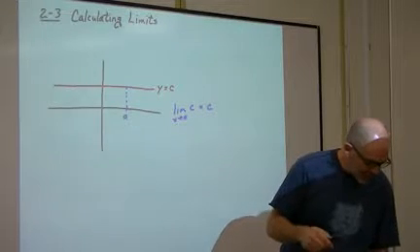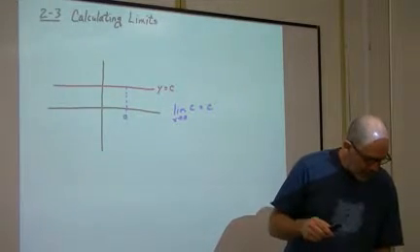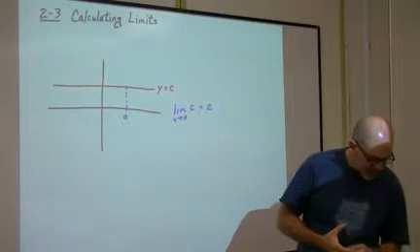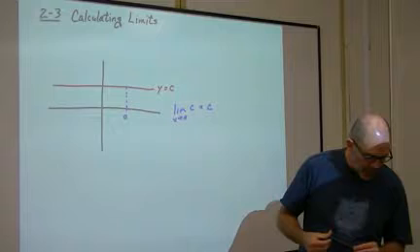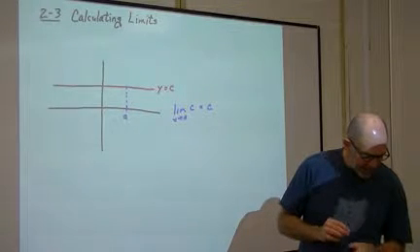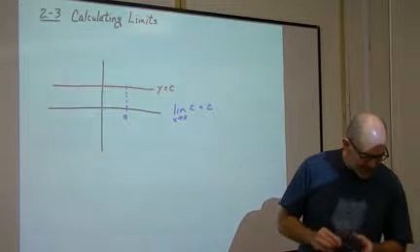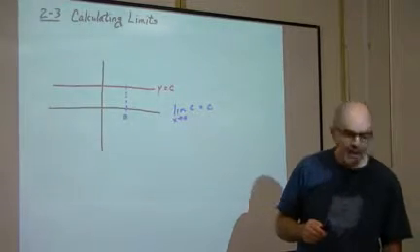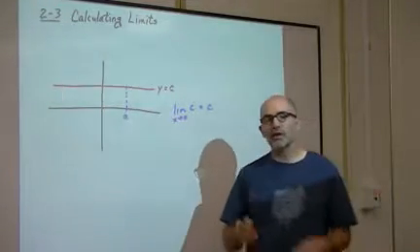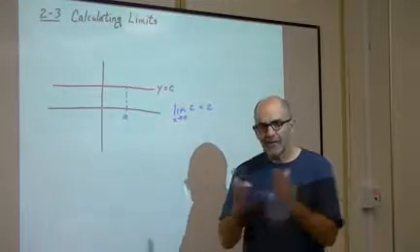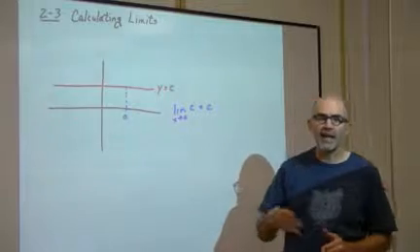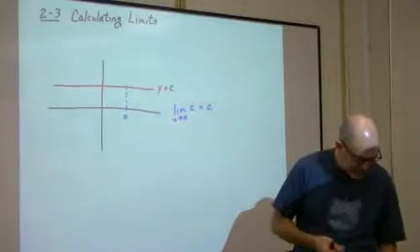Basically, all those come under the direct substitution property over on page 107. If f is a polynomial or rational function and a is in the domain, then the limit as x approaches a of f of x equals f of a, which means you could just plug in a for x as long as that function is defined at x equals a. Piece of cake.